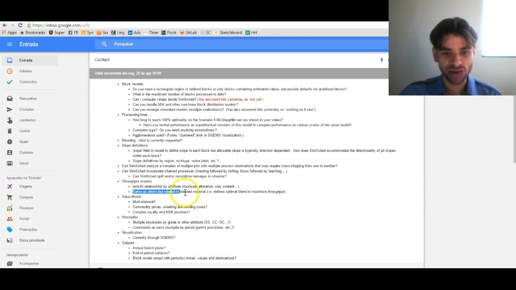Same as above, but related to blended material. Blend to maximize throughput. Well, this is a complex conceptual discussion. What SimSched is going to do is, you have in a block, what's the throughput if you send that block to the process. So if you have recovery curves and any curves you need for throughputs and so on, you should be relating to one block, as if I put that block alone over there.